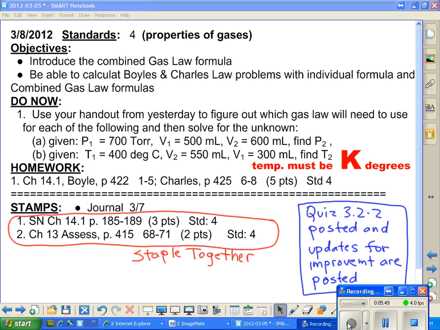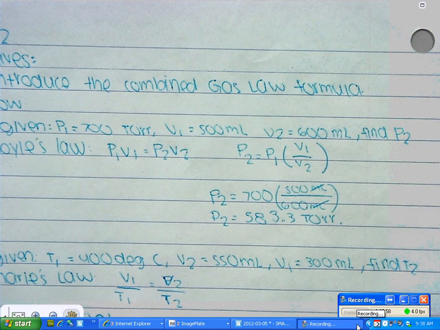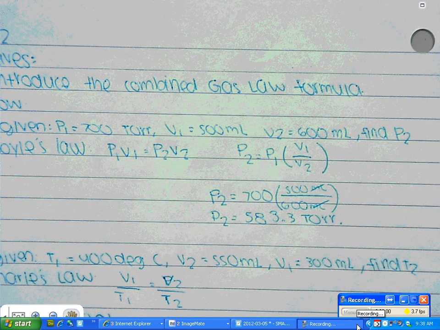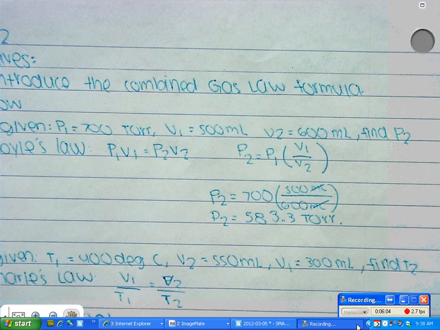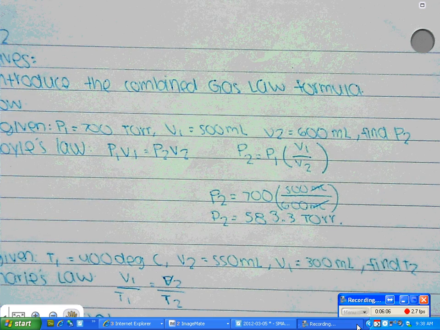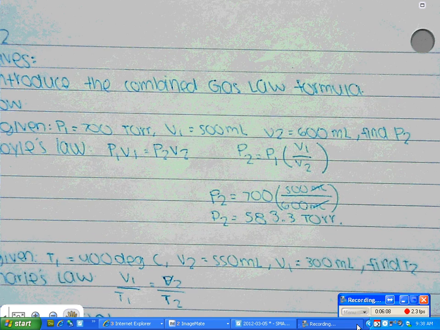It won't be too hard. All of the formulas that you need for doing today's do now are on page 2 of the handout that you got yesterday in class. What's been done here by Arlene is that she has solved for P2 before she started out the problem. And that's legit. There's nothing wrong with that.